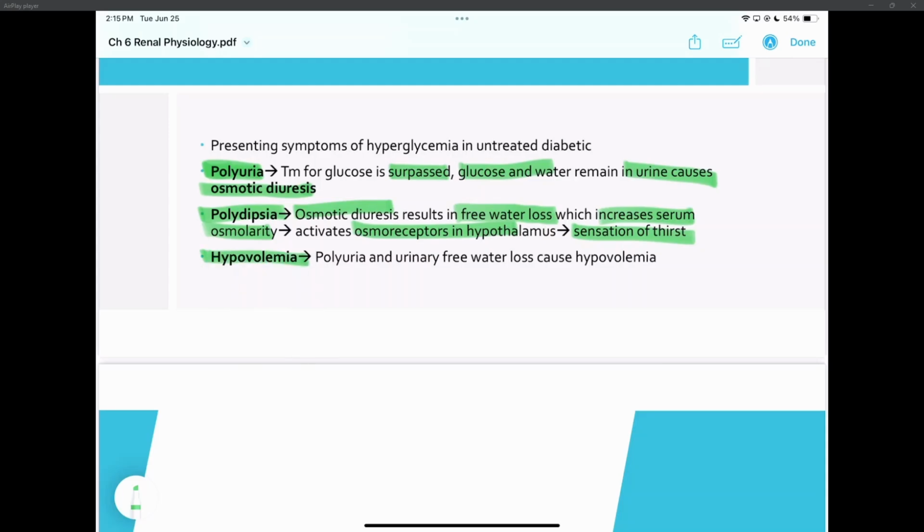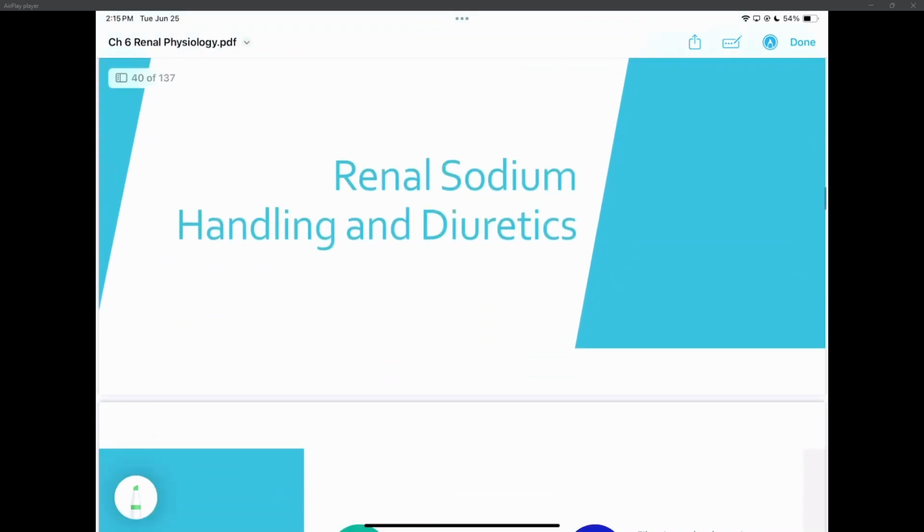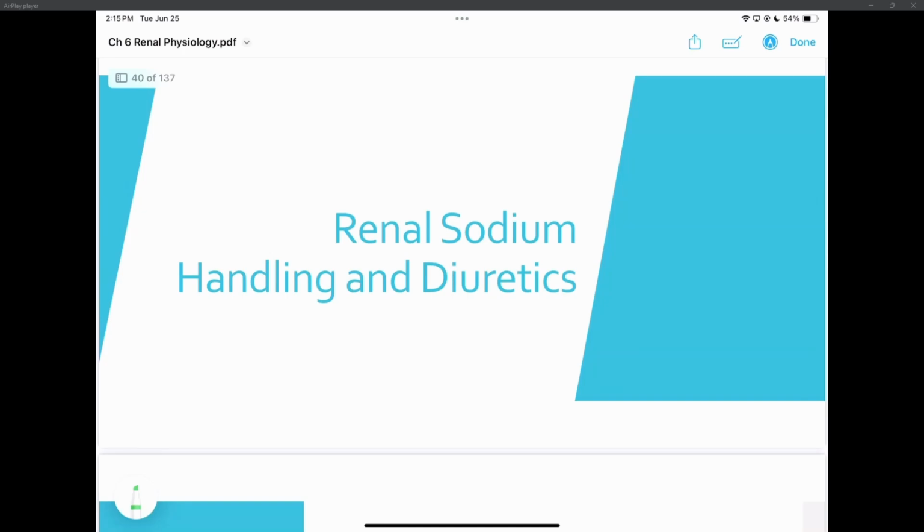And finally, hypovolemia. The polyuria and the water loss cause hypovolemia. Because again, osmotic gradients are set up, water goes into the urine, you lose water out of your blood volume, and your osmolarity goes up, driving receptors for thirst. And we'll stop here. So we'll answer our diuretic question tomorrow.